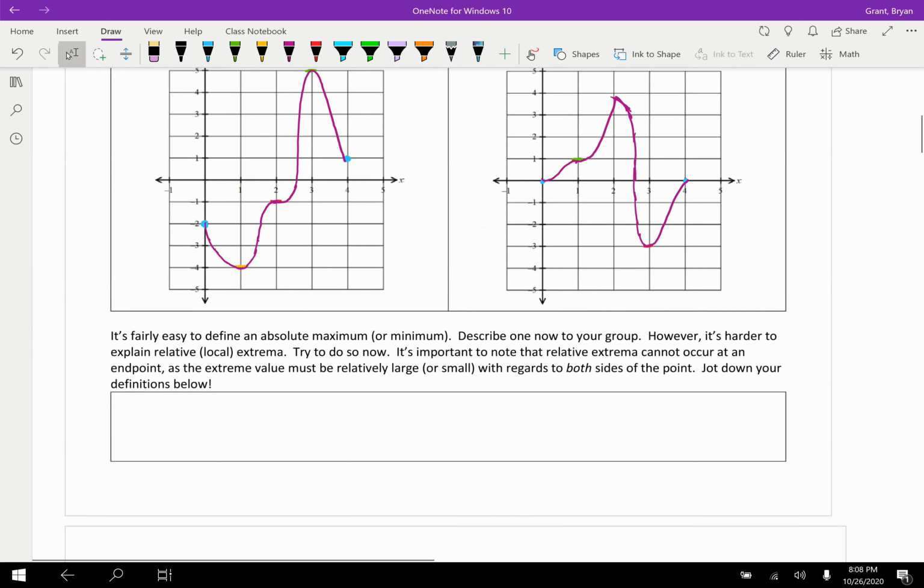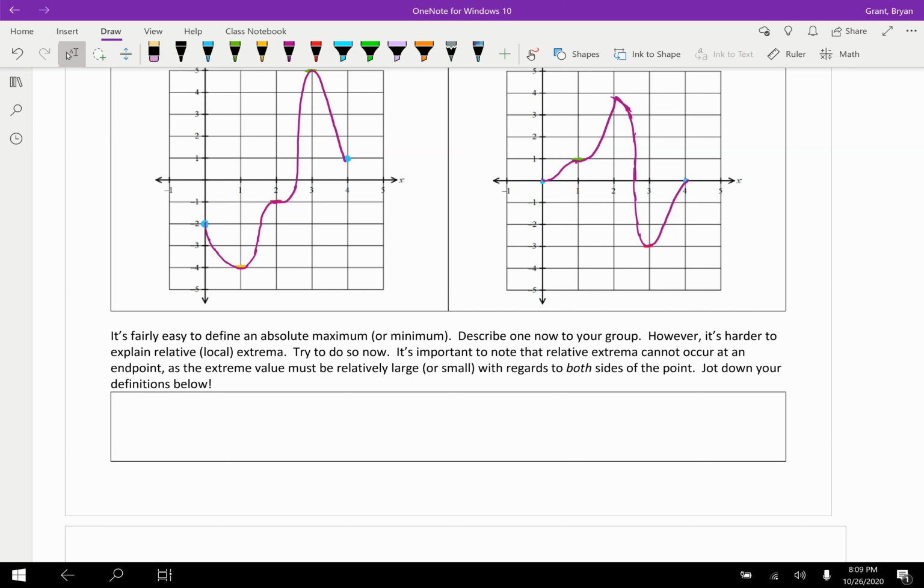Now, it's pretty easy to define an absolute max or min. You can describe it visually to your group, nothing too terrible. However, it's a little bit harder to explain what a relative extrema is. So if you're working in a group, try that right now. Imagine you're talking to a 5-year-old, and you wanted to explain what an absolute max or absolute min was. Shouldn't be too hard, right? You just tell them, it's the biggest point, the tallest point, the shortest point if you're doing absolute min. However, if you're explaining what a local extrema is, that's a little bit harder to put into words.